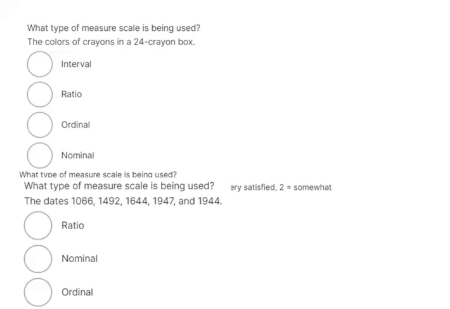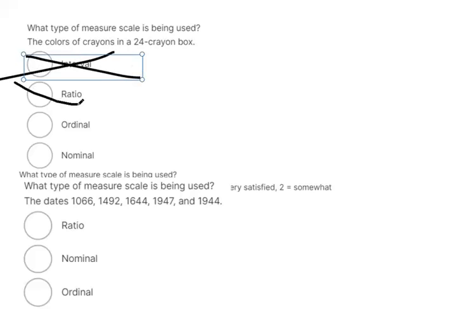Okay, so what type of measure scale is being used? The colors of crayons in a 24 crayon box. So it's like blue, gray, green. Those are categories, right? Those are qualitative variables then. Categorical variables, same thing as qualitative variables.